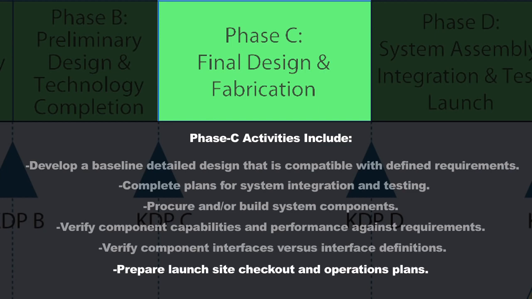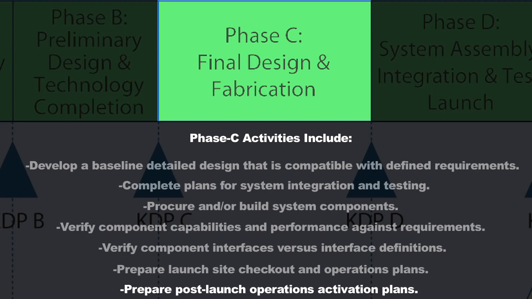You're preparing the launch site checkout and operations plan and the post-launch operations and activation plan. So even though you're far away still maybe from launching, you are starting to make sure that the system, as it's maturing, has a clear path on how you're going to actually launch and operate it. And that's being defined at this early stage here in Phase C. You're going to now go into implementation and actually take all the work you've done on requirements and design. You're going to finish up your designing, and now you're going to actually start to build.